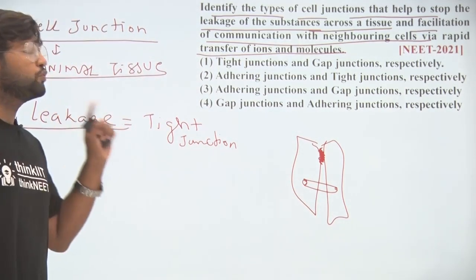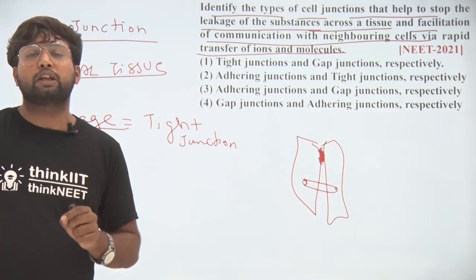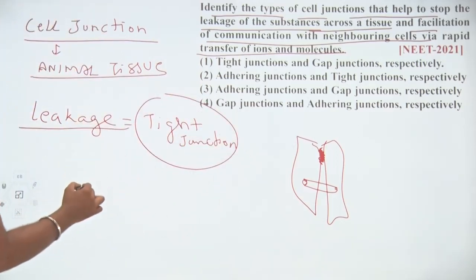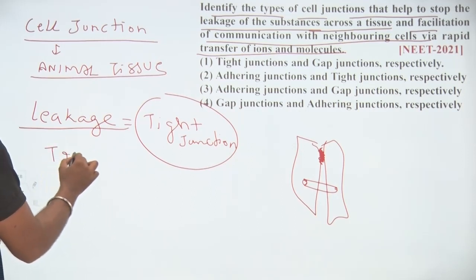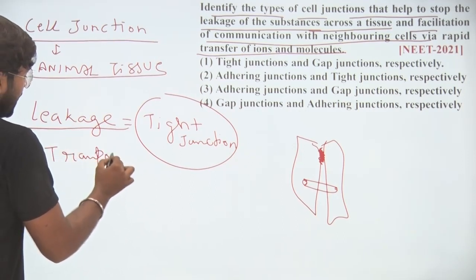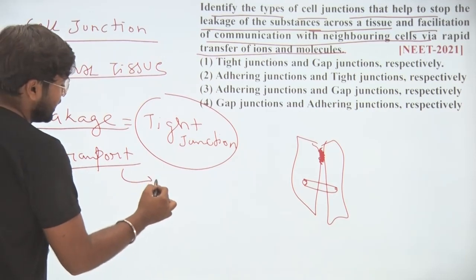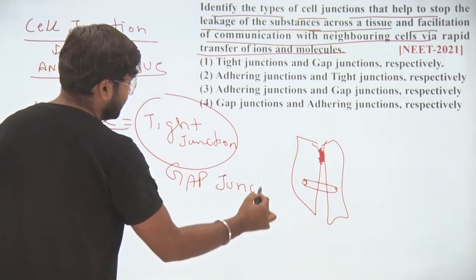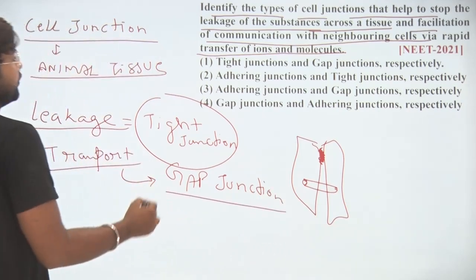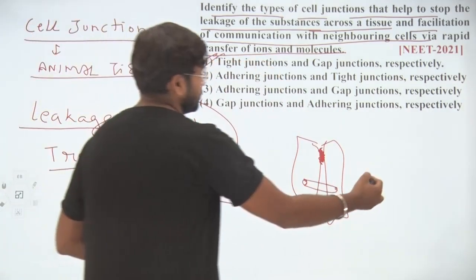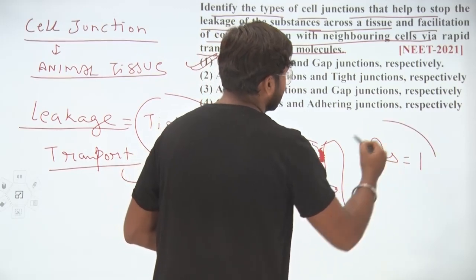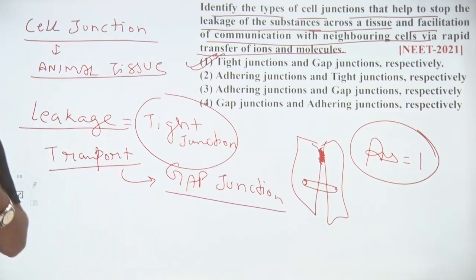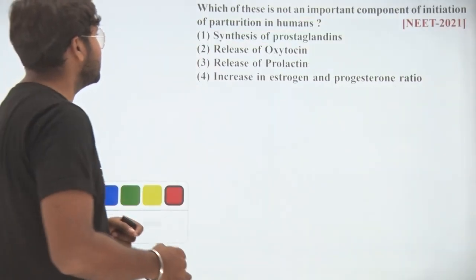The first junction is what? Which junction stops the leakage? Stopping the leakage is done by the tight junction, whereas when we are talking about the transfer from one cell to another, for this transport we have another junction that is named the gap junction. So the correct answer for this question goes to what? It goes to the first one, the tight junction and the gap junction respectively. Thank you. Okay, students, let's have a look toward the next question.